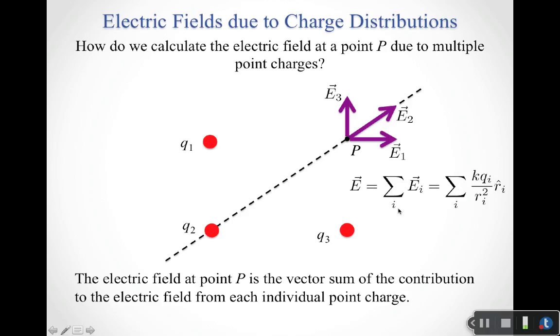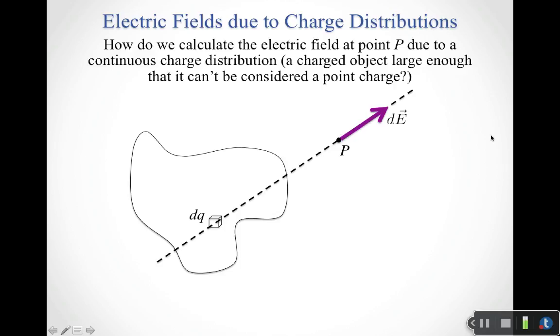So I'm going to sum up over however many point charges I have. So I've got I point charges, so I'm going to do basically vector addition over I vectors. Right? And I know that I can calculate the magnitude of each of those vectors by using kq over r squared, and then I need to take care of the directions when I do the vector summation.